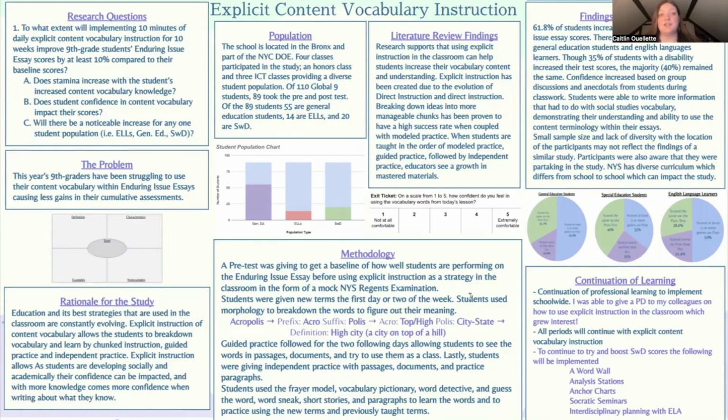And lastly, the continuation of learning. In terms of professional learning, my principal actually let me conduct a professional development on explicit instruction, what I was doing in my classroom and how to implement it in other teachers' classrooms, which was really cool because other teachers had shown interest in using it in their classrooms. All periods of my Global 9 classes will continue to use vocabulary instruction as it proves to work for students who are English language learners as well as general education students.